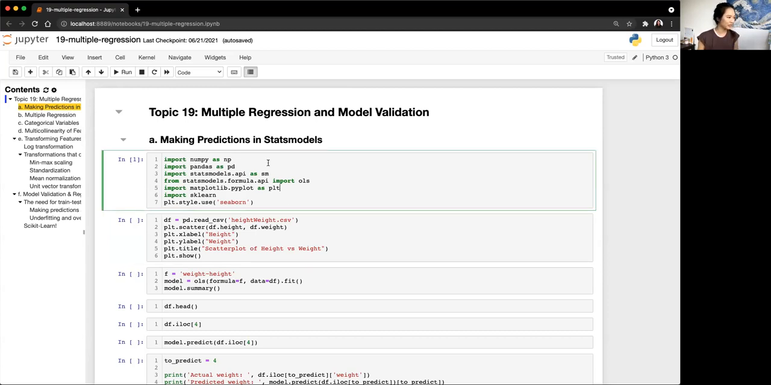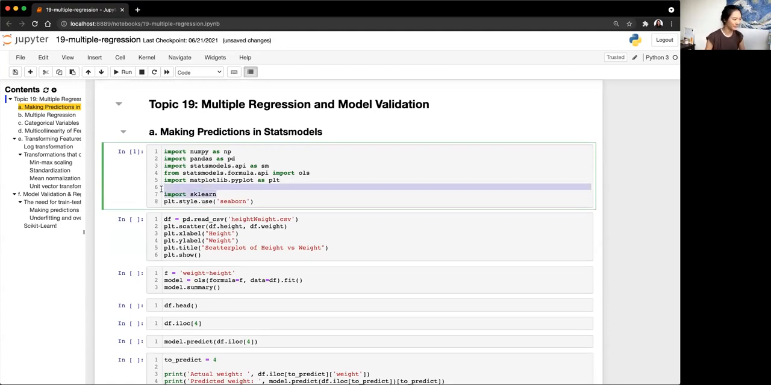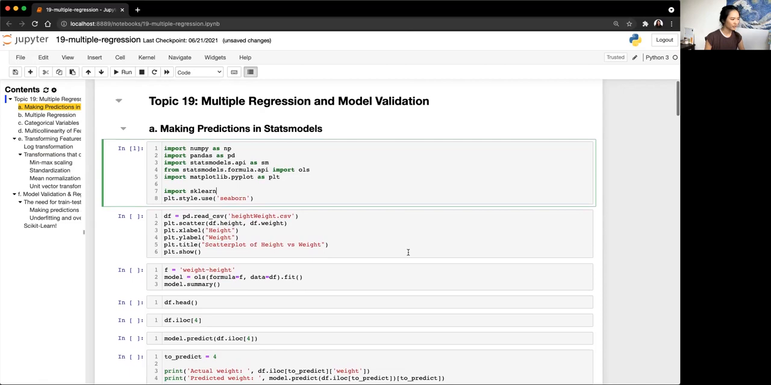All right, so I've already imported our libraries, everything we've seen before aside from Scikit-Learn. Scikit-Learn is something that we're going to get very, very familiar with in the next phase, but we do get introduced to it a little bit this phase. So I'll show you all Scikit-Learn later on.